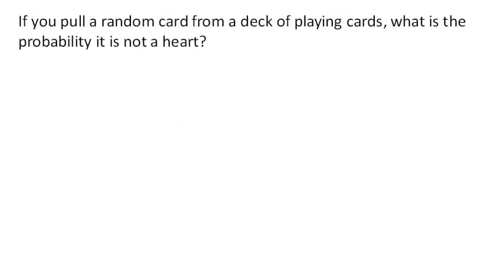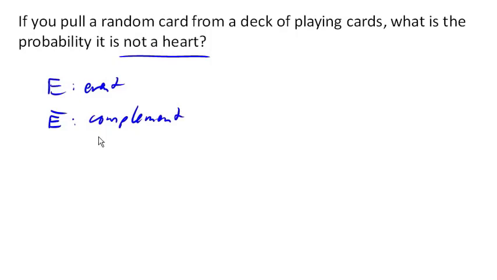If you pull a random card from a deck of playing cards, what's the probability it is not a heart? Now, this is what's called a complementary event, because of the "not" here, so we're looking for the probability of something not happening. Sometimes, if E is our event, we use the notation E bar for the complement of that event, which is a fancy way of saying that the event doesn't happen. So this is saying E doesn't happen.